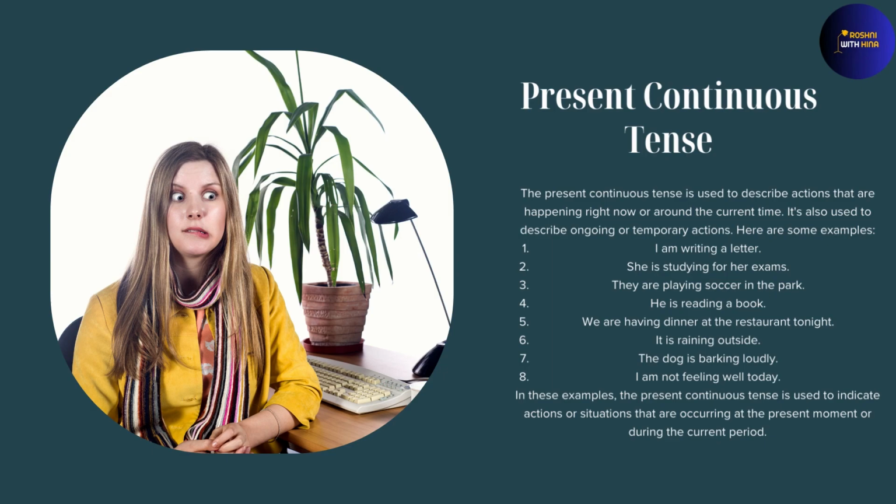We are having dinner at the restaurant tonight. It is raining outside. The dog is barking loudly. I am not feeling well today. I am recording a voice. In these examples, the present continuous tense is used to indicate actions or situations that are occurring at the present moment or during the current period.